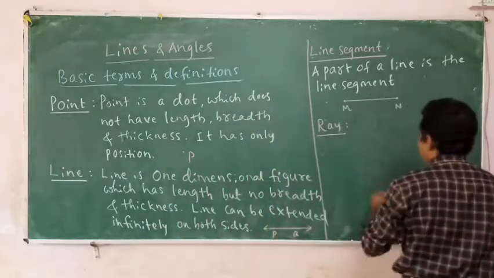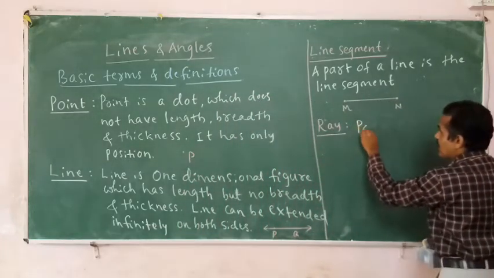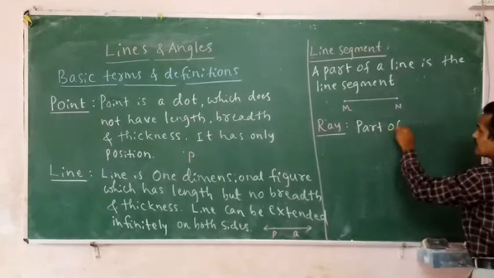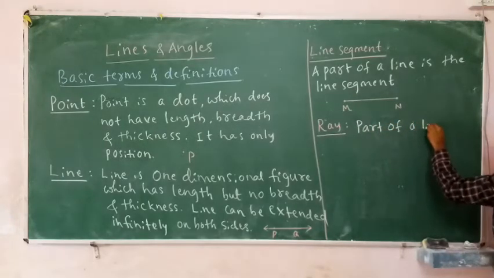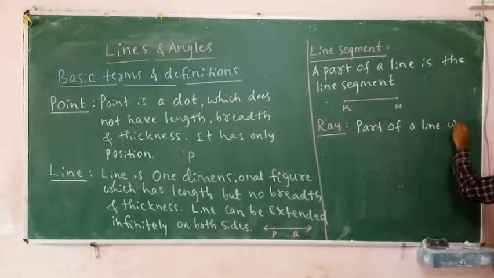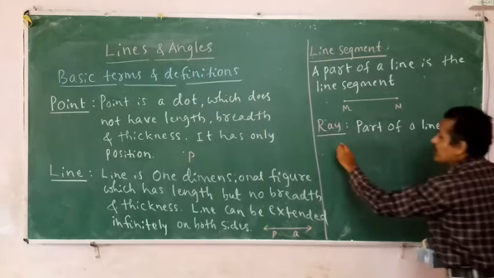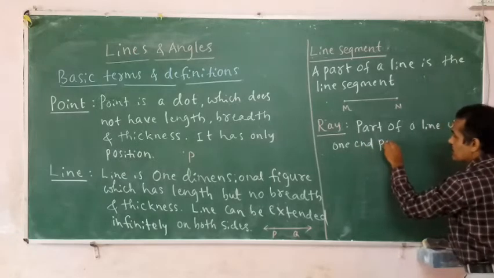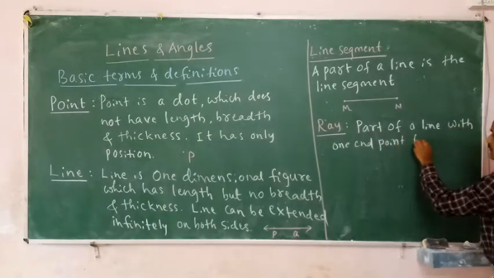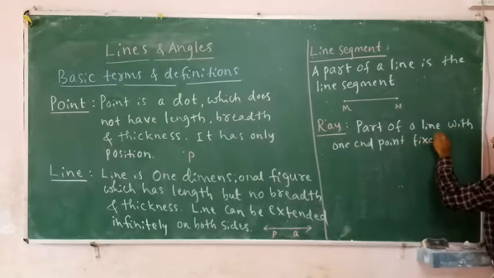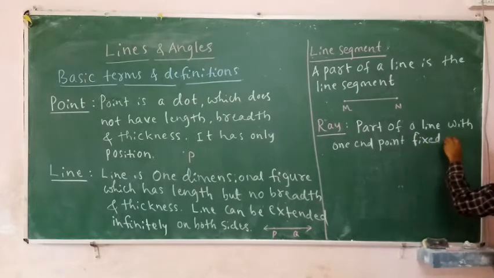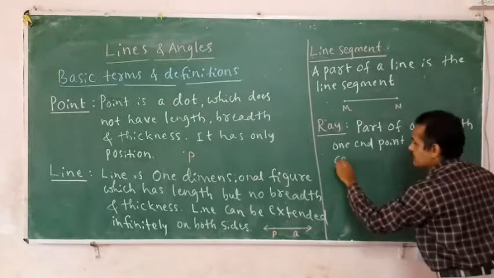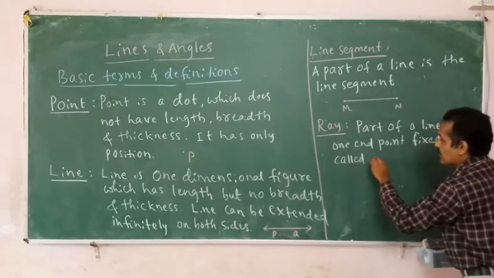Okay, what is a ray? Ray again, a part of a line with one endpoint fixed. With one endpoint fixed is called a ray.